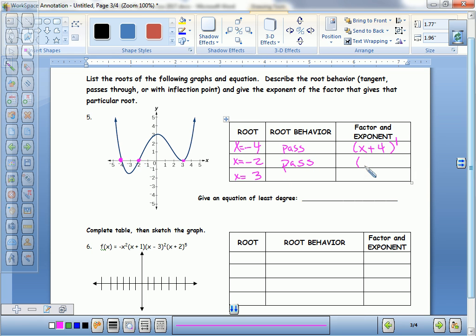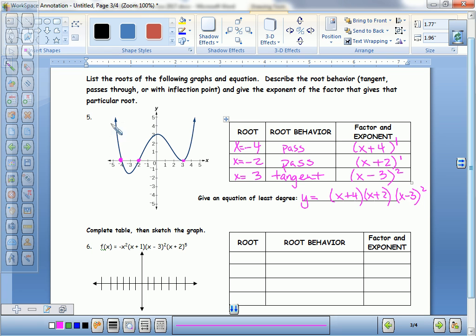Okay, this one, what's it doing at -2? Passing. So what is my factor? 2. Good. And this is an understood 1. Now this one is not passing, it is bouncing. So what is the math word that we use to describe that? Tangent. So it is tangent there. And it is tangent at, if this is +3, this is -3. And tangent tells me what about this exponent? It's in the second row. Very good. So, our equation would be x plus 4 times x plus 2 times x minus 3 squared.